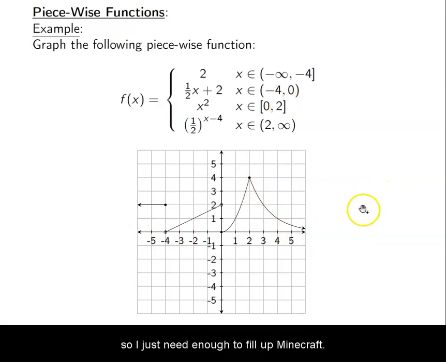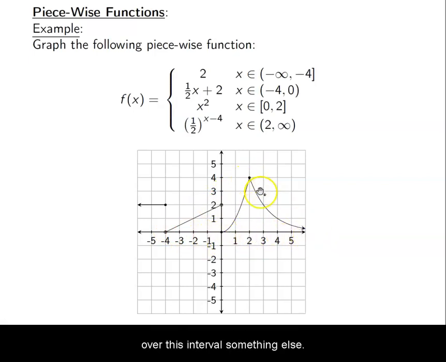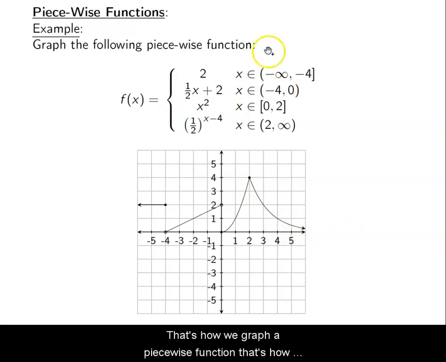So this is my piecewise function. Over this interval, I have one thing defined. Over this interval, I have something else defined. Over this interval, I have something defined. And over this interval, something else that's defined. Right? And that's how we graph a piecewise function. That's how we evaluate a piecewise function algebraically. We just make sure our inputs are being evaluated at the proper place.